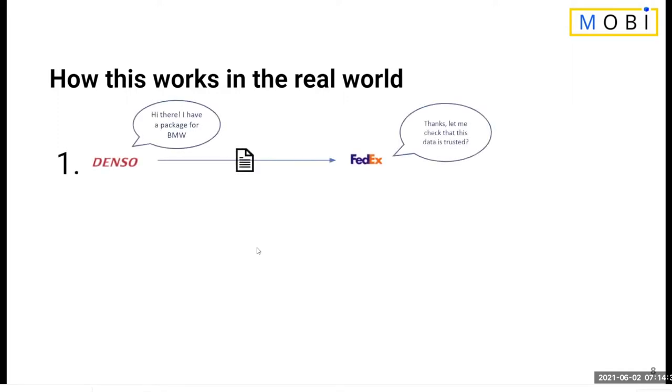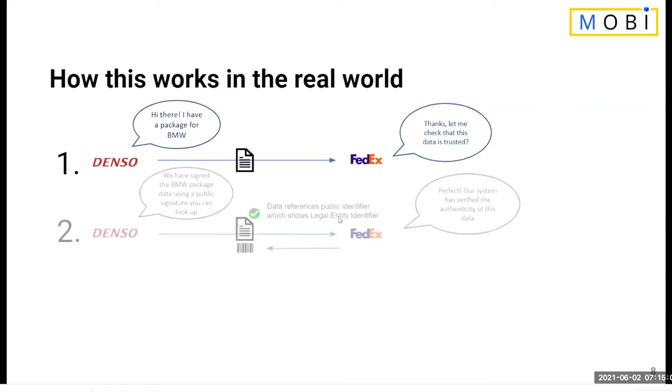Now, after this admittedly a bit contrived example, how does this work in the real world? Well, Denso needs to send an emergency part to BMW. There's a spec, for example. So they go to FedEx and say, "Hey, I have a package here for BMW." Okay, great. And they provide them with data about it. Let me check that this data is actually trusted.